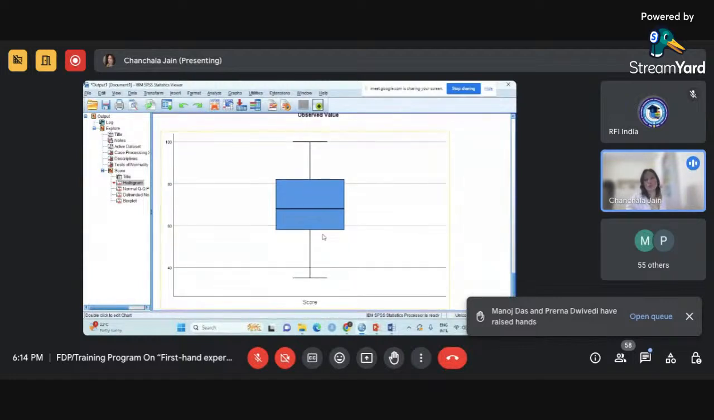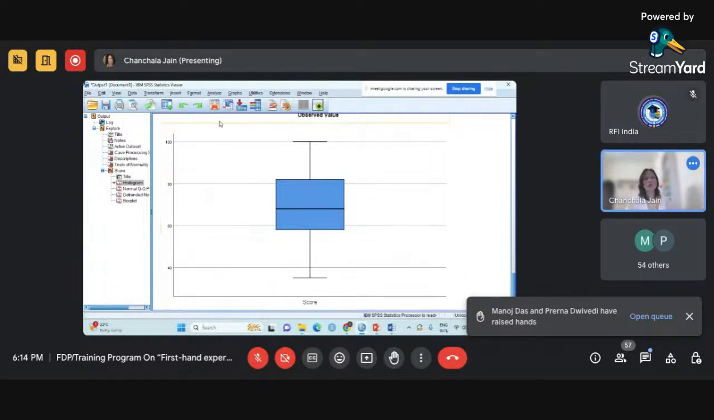Coming to the box plot, you can see it is a very decent type of box plot. No outliers are coming here, so we can say there are no outliers available in the data, right? All assumptions we have checked. May I proceed now? Yes, ma'am.